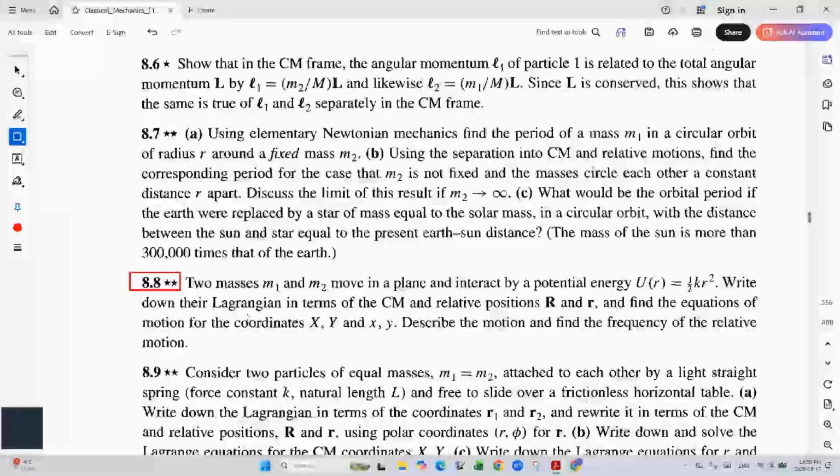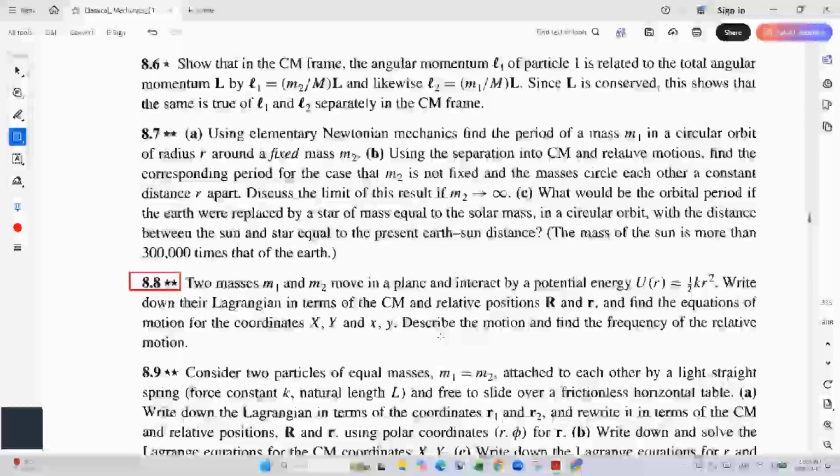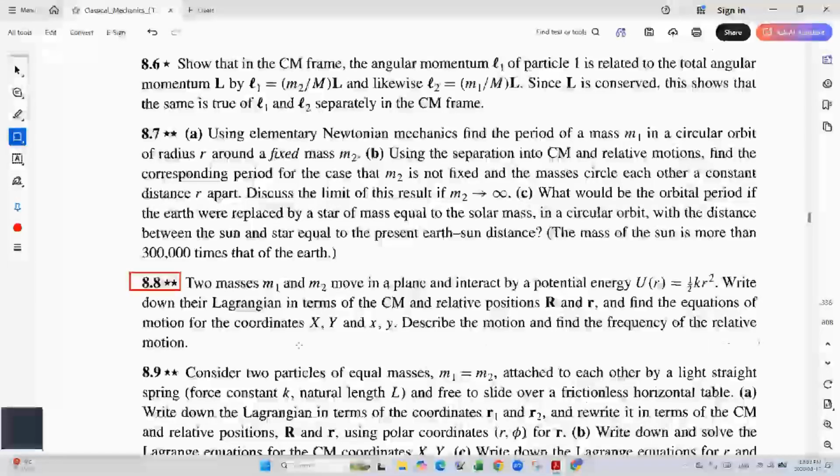Write down their Lagrangian in terms of the cm and the relative positions, and find the equations of motion. Describe the motion and find the frequency of the relative motion.